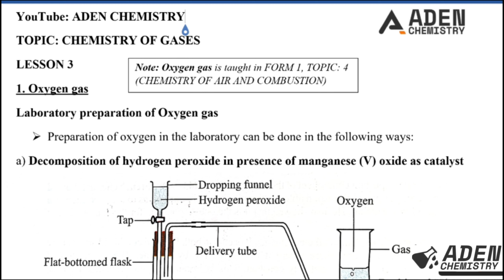So we start with laboratory preparation of oxygen gas, and we are saying preparation of oxygen in the laboratory can be done in the following methods. The first method is the decomposition of hydrogen peroxide in the presence of manganese peroxide as a catalyst. This method is also known as catalytic decomposition of hydrogen peroxide.